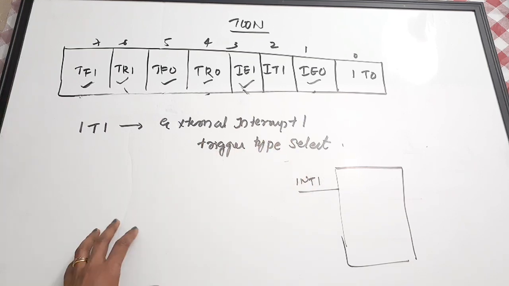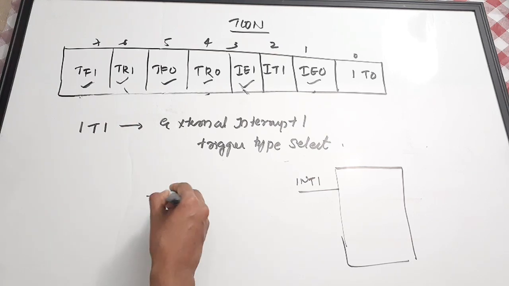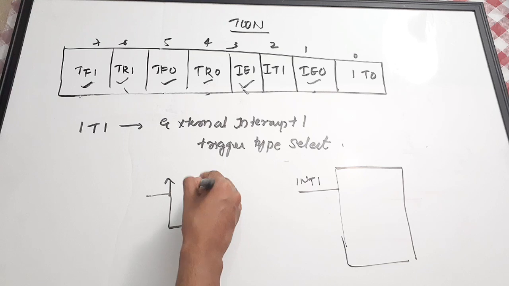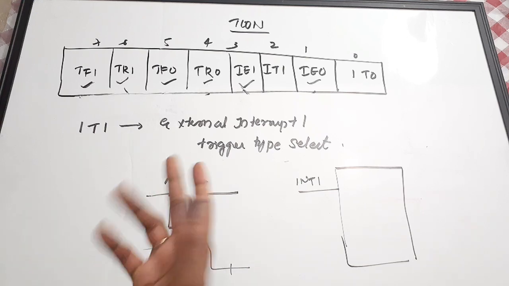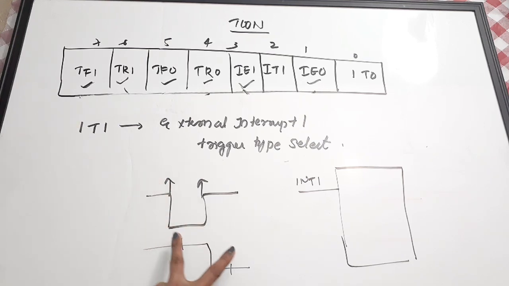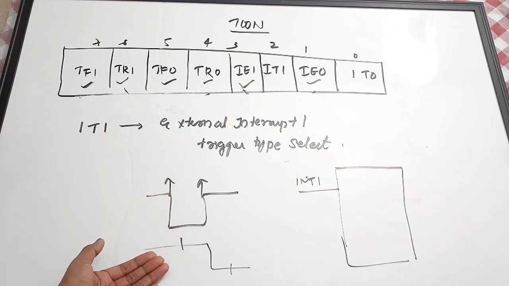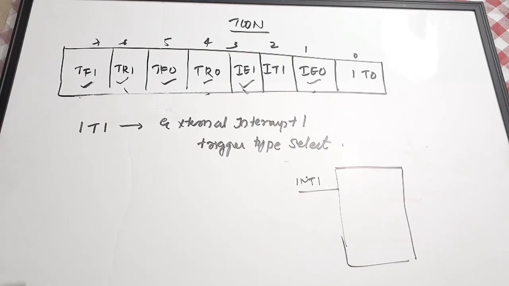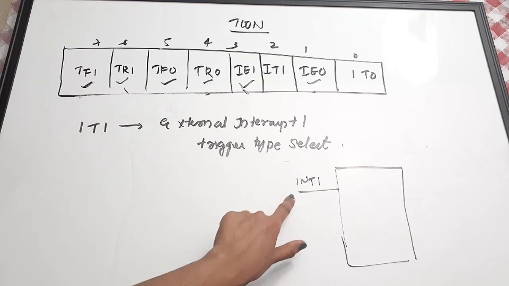So these interrupts can be triggered either using edge triggering or level triggering. Edge triggering is based on the edges of the signal, and level triggering is based on a high level or a low level. Those are the two types of triggering. Whether it is a level triggering interrupt or an edge triggering interrupt is set using this IT1 field. So first we are going to discuss IT1, which is used for selecting the trigger type of external interrupt 1, which is INT1.